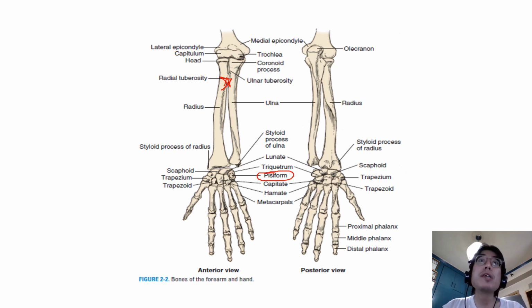The styloid process, moving again distally, we shall encircle over here, is located on the distal end of the radius, and it is approximately 1 centimeter distal to that of the ulna, and it provides insertion of the brachioradialis muscle. The styloid process can actually be palpated in the proximal part of the anatomic snuff box between the extensor pollicis longus and extensor pollicis brevis tendons.